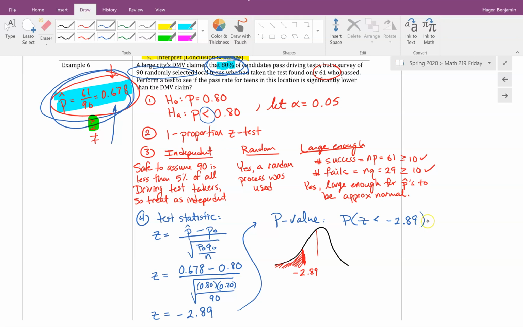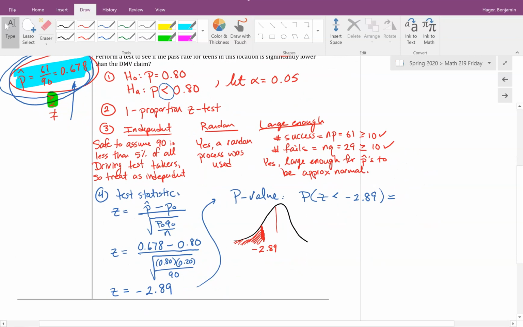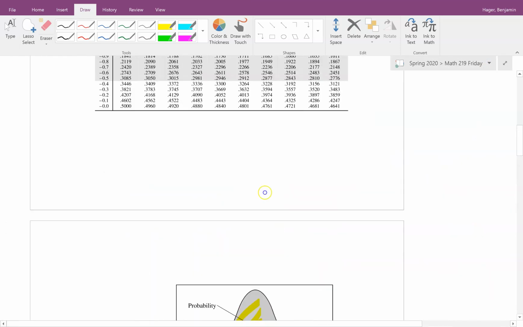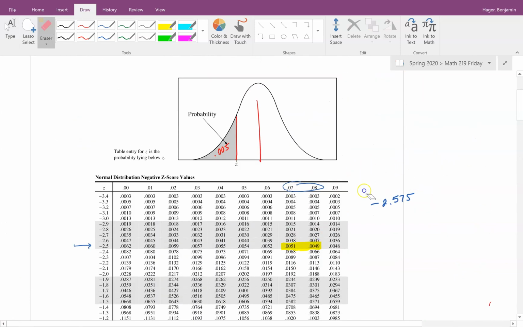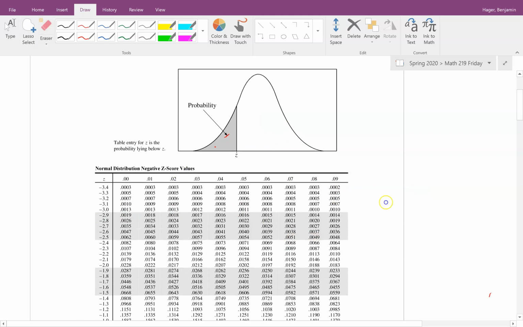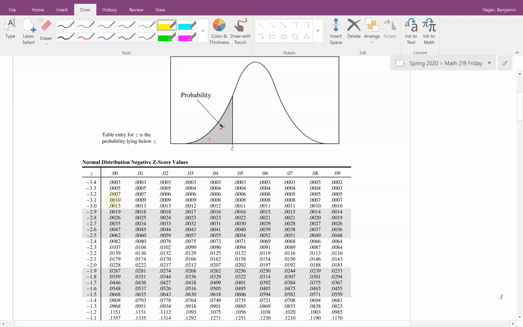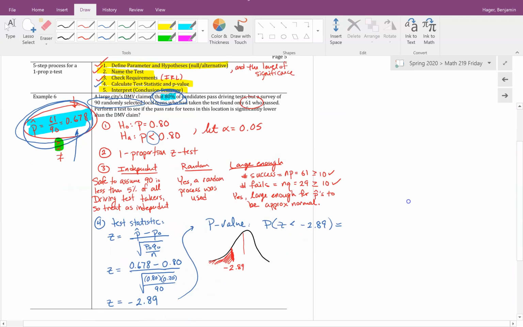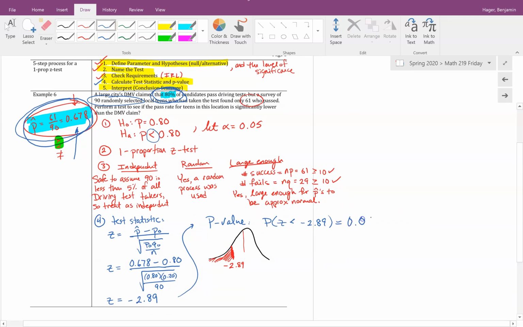Well, to do this, I can just go consult my z-table or StatCrunch, but I'll just dig this up on the z-table. Find the negative z-table. Find a score of negative 2.89. So negative 2.89. And there it is, it turned green. That's it: 0.0019. Okay, so this is equal to 0.0019.